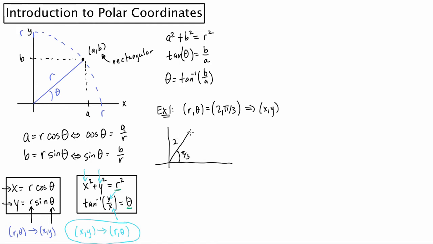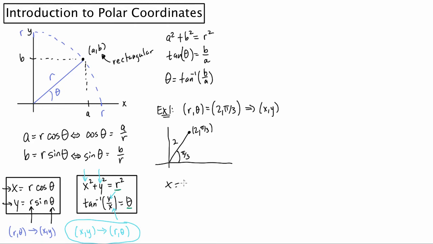And the radius is 2. So in the r theta plane, this is the point 2, pi thirds. Once again, our angle theta is going to be in terms of radians here. Okay, if I want to describe that in terms of x and y, then I'm using the first boxed formula.